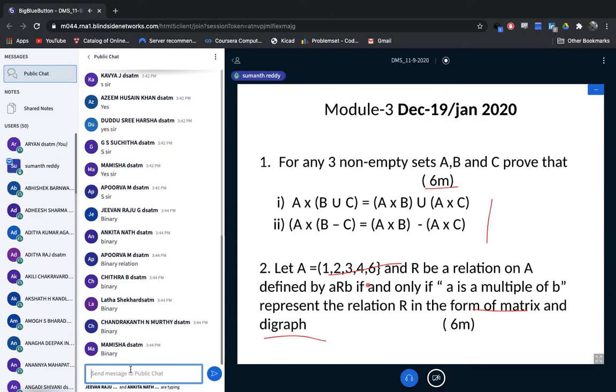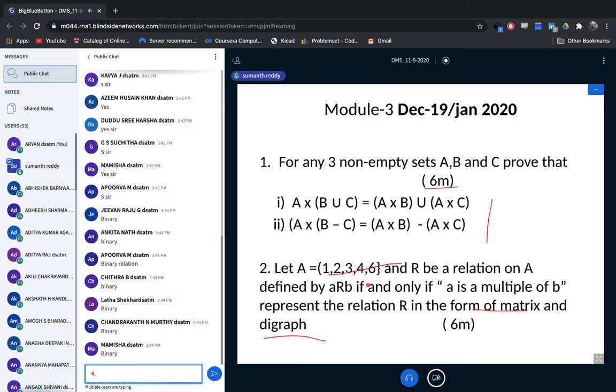Be careful. He did not say a divides b. He is saying a is a multiple of b. I'll give an example: 2 will divide 4, but 2 is not a multiple of 4. In fact, 4 is a multiple of 2. Don't get confused. Most of the students make a mistake here. If they make a mistake in writing the ordered pairs itself, even if they write the matrix, digraph, everything, the answer will be wrong.